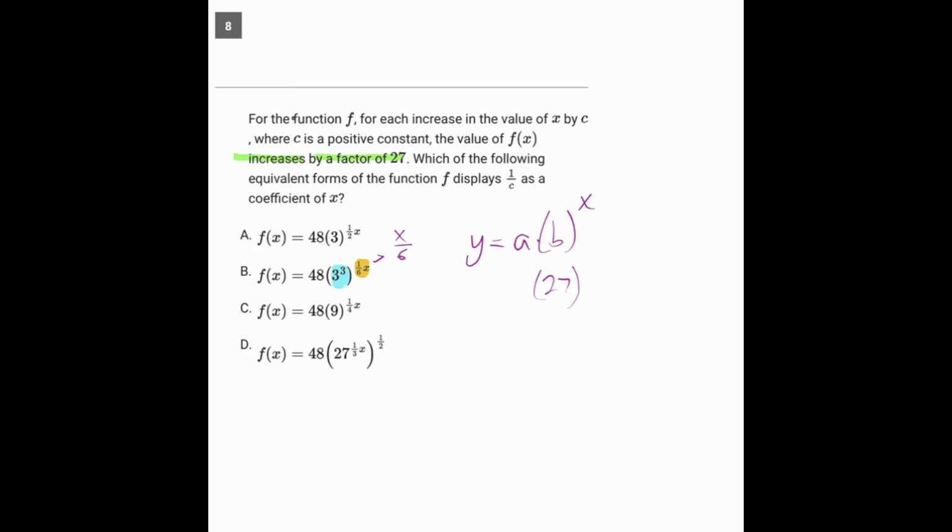And it's saying at the beginning, each increase in the value of x by c causes this thing to increase by a factor of 27. Which form shows 1 over c as a coefficient? So if we think about that, as x goes up by c, and then we're talking about 1 over c, that's another way to say what we've been saying.